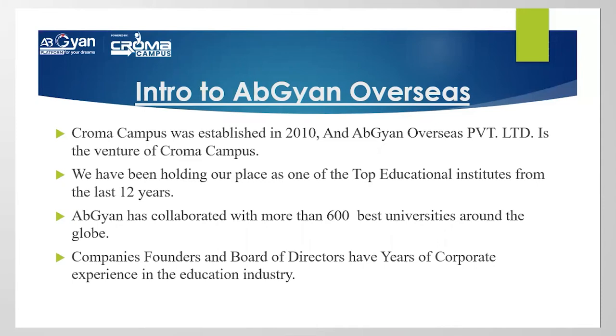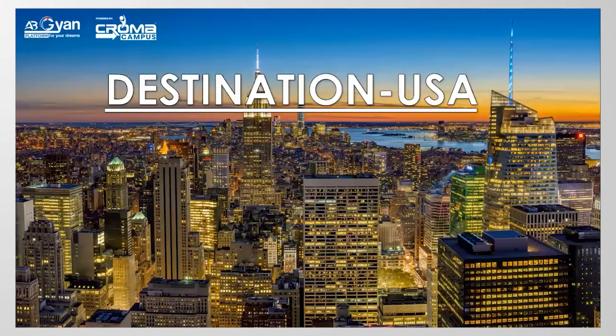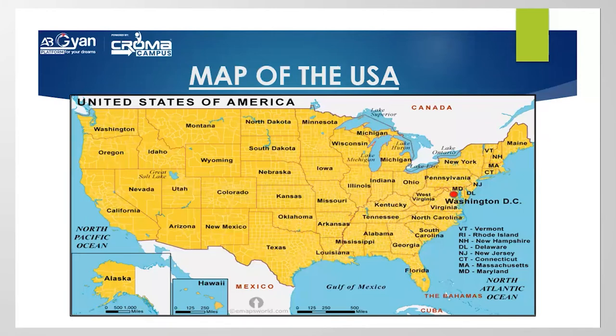Now let's move ahead to the USA. This is the map of the USA. As you can see, every state denotes a university or a college. If you talk about California, there are a lot of California state universities and other universities as well. If we talk about Texas, there are UT Austin, University of Texas Austin, UT Dallas, North Texas universities, and n number of universities in every state. There are more than 5,000 universities and colleges in the USA.